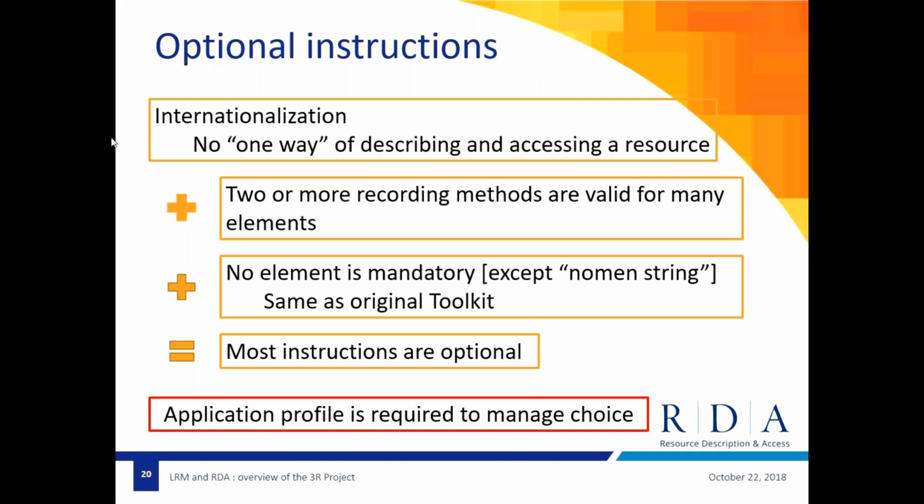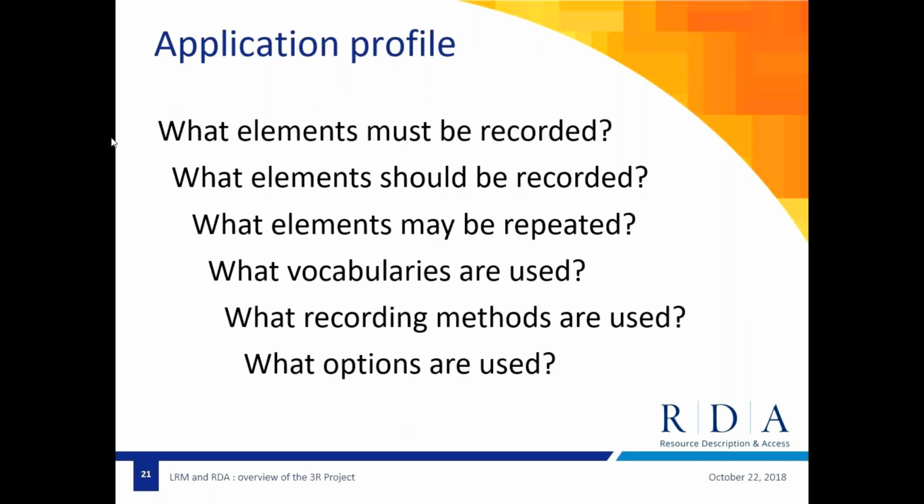It was developed by the Dublin Core Metadata Initiative about 15 or 20 years ago. And in fact, we've been using application profile kinds of data throughout the original toolkit's lifespan in the form of policy statements, because they say which recording method to use, etc. So an application profile basically answers the questions, what elements must I record?